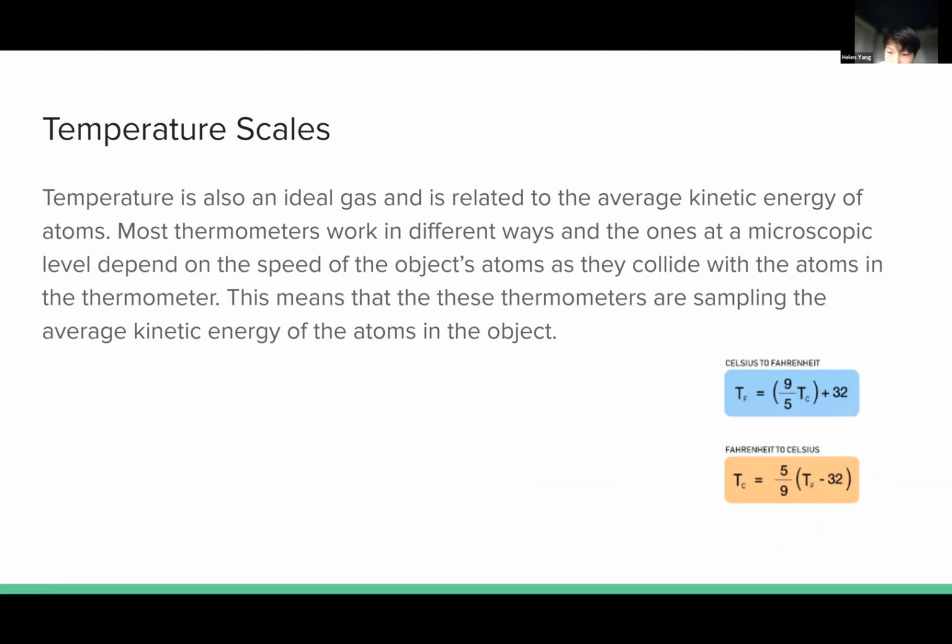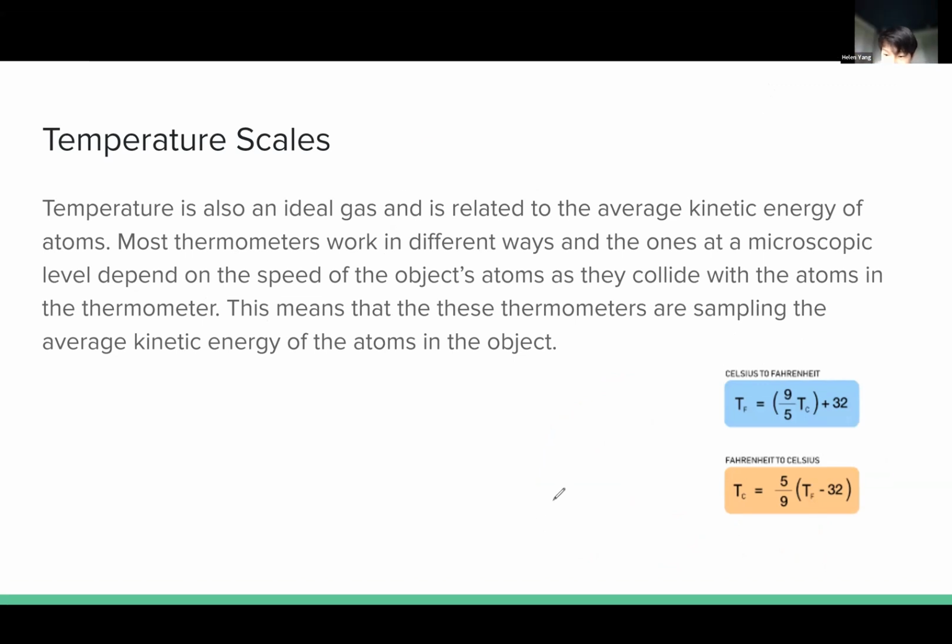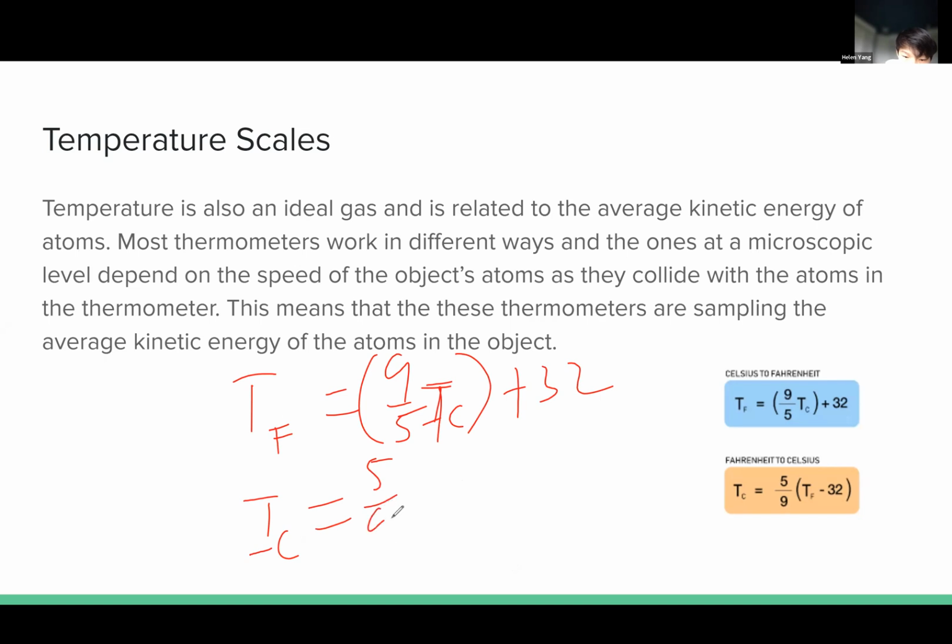And these two equations at the bottom are how to convert between Fahrenheit and Celsius. The first one is the temperature in Fahrenheit is equal to 9/5 times the temperature in Celsius plus 32. And the temperature in Celsius is equal to 5/9 times the temperature in Fahrenheit minus 32. But you have to subtract 32 first and then multiply by 5/9, because the parentheses are in here compared to this one, which is just this part.